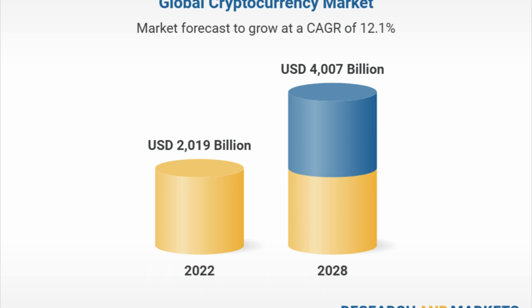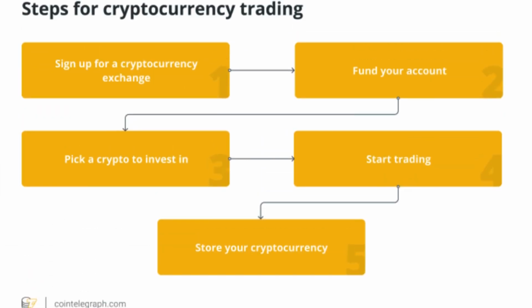3. Create an account. Registration. Sign up on the chosen exchange, providing necessary information and completing any required verification processes. 4. Fund your account. Deposit funds. Deposit your desired fiat currency or cryptocurrency into your trading account.